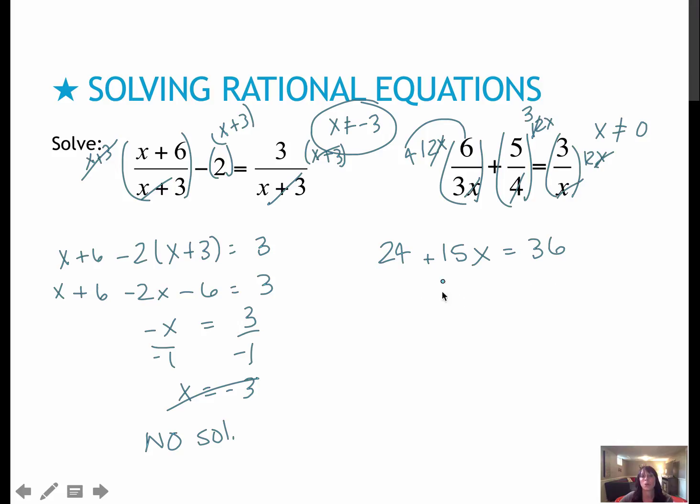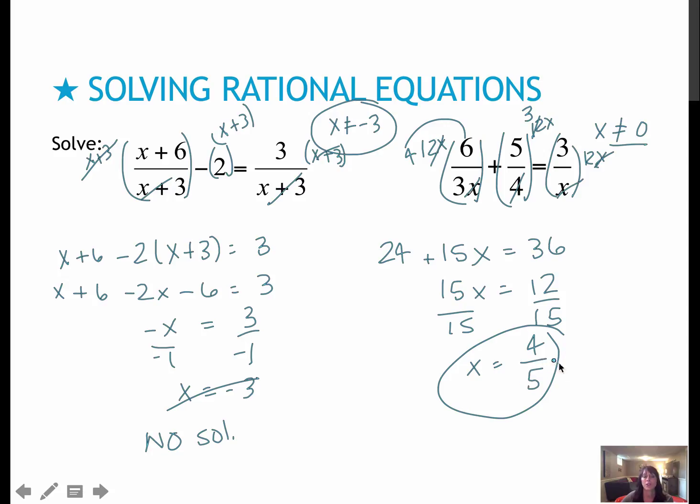I would subtract 24 from each side, and then I would divide each side by 15. And instead of turning that into a decimal, I would reduce by dividing by 3 to leave me with 4/5. And because that was not 0, that's my solution.